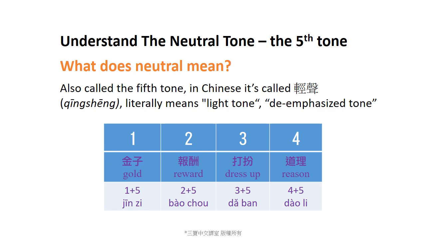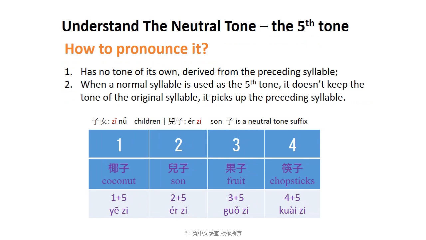道理. You might have noticed from the examples, the neutral tone is written without a tone mark, which means it has no tone of its own. Its tone is entirely derived from the preceding syllable. Even when a normal syllable functions as the neutral tone, it doesn't keep the tone of the original syllable. Its tone still depends on the preceding syllable.